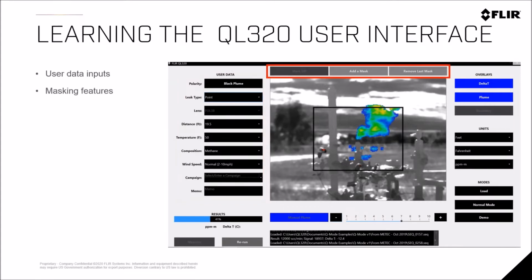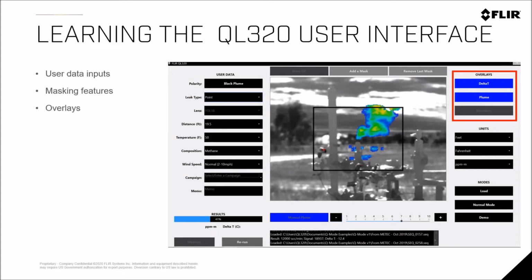There are masking features which we'll get into. Even though this is the black box instead of the blue circle, in particular on the blue circle when you're doing mass and volume, masking allows you to eliminate areas that may present error, which we'll get into when we start going through training on the QL320 itself.